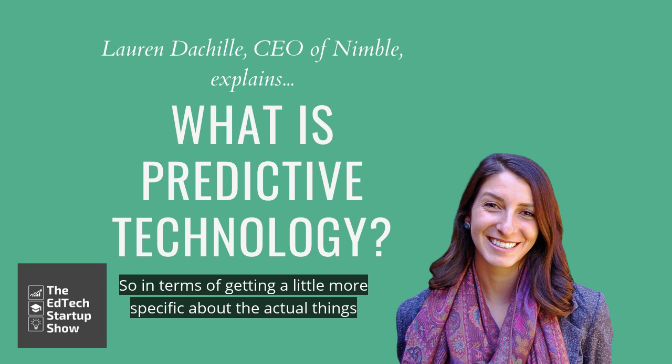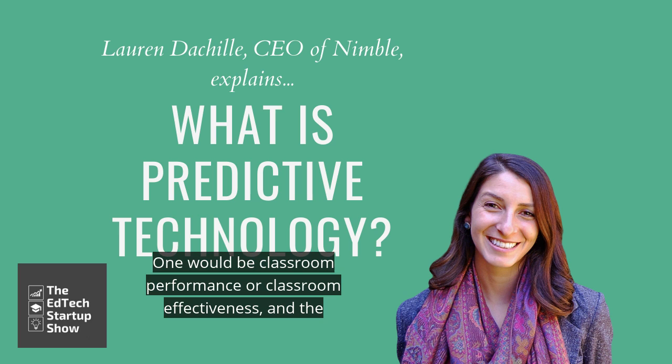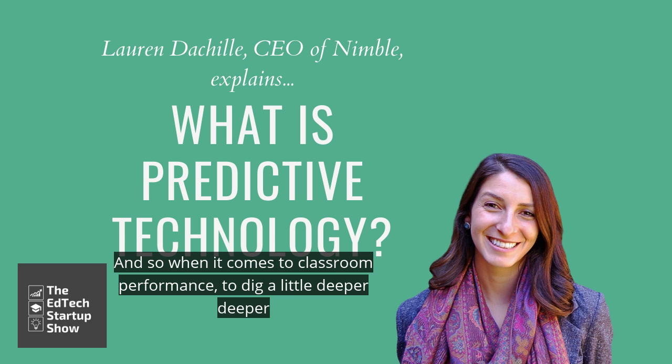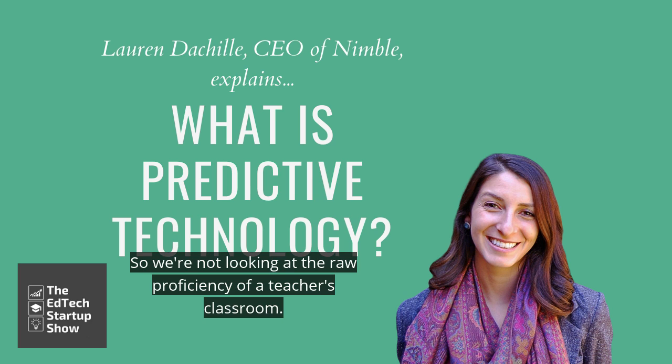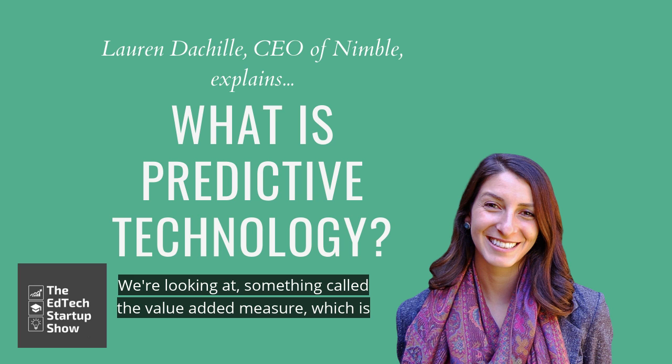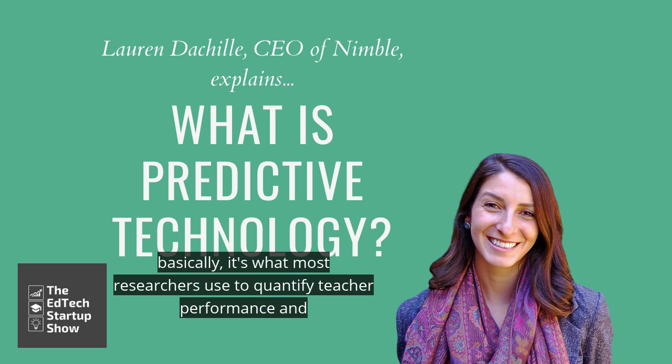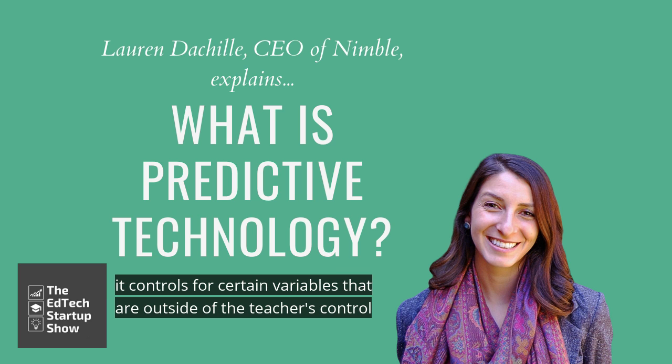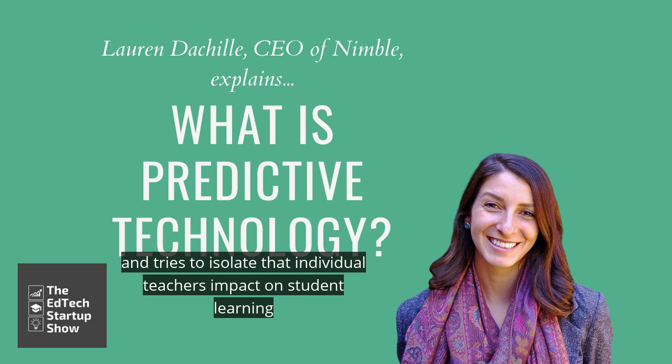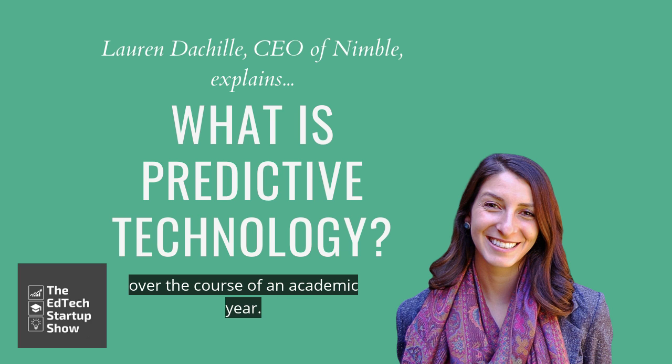In terms of getting a little more specific about the actual things that we're optimizing for, we have two outcomes that we look for. One would be classroom performance or classroom effectiveness, and the other one would be teacher retention. When it comes to classroom performance, to dig a little deeper, we're looking at student growth. We're not looking at the raw proficiency of a teacher's classroom. We're looking at something called a value-added measure, which is what most researchers use to quantify teacher performance. It controls for certain variables that are outside of the teacher's control and tries to isolate that individual teacher's impact on student learning over the course of an academic year.